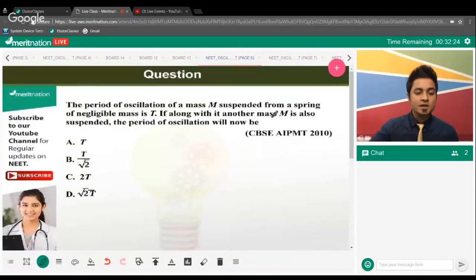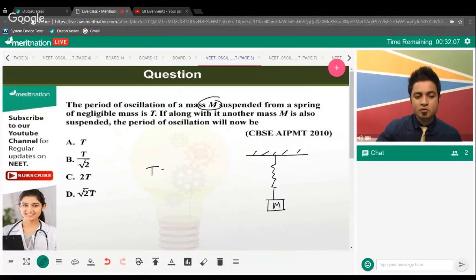Yes, so I do have another question here. The period of an oscillation of mass m suspended from a spring of negligible mass. This is a spring here, and the mass is attached here. So the time period here, you know what the time period is? We calculated last time, 2 pi under root m upon k, right?